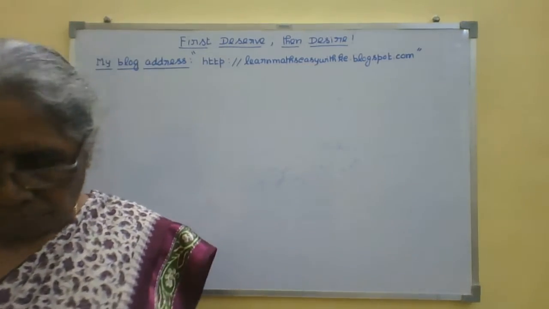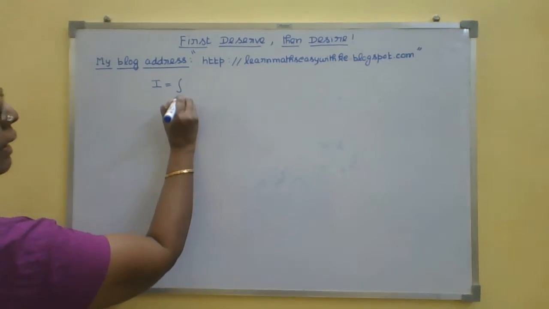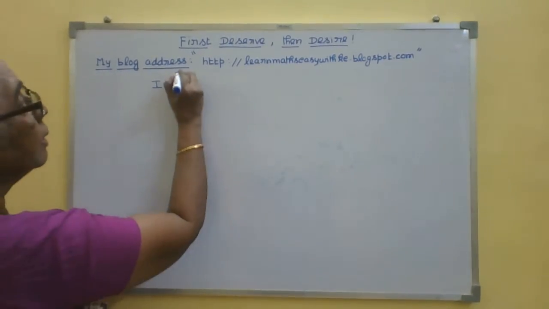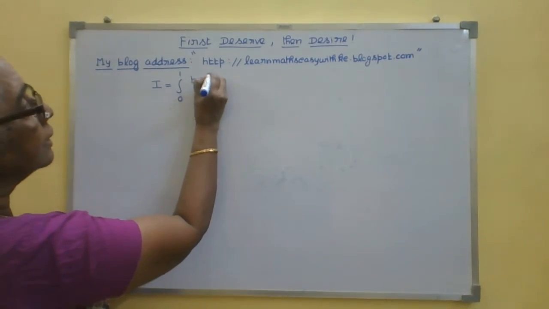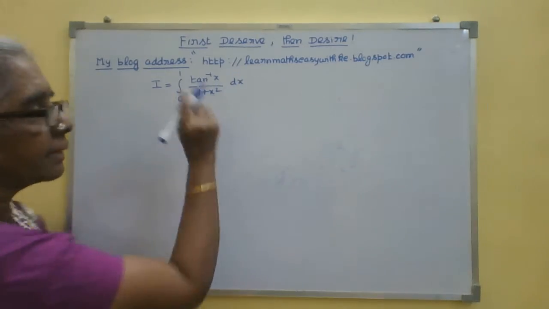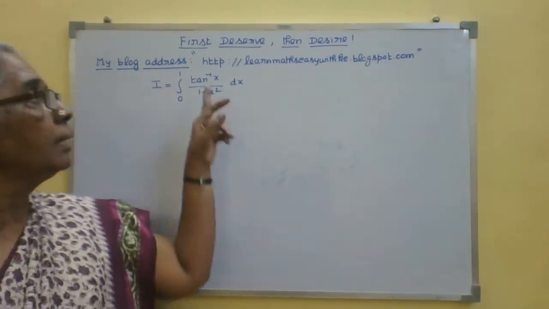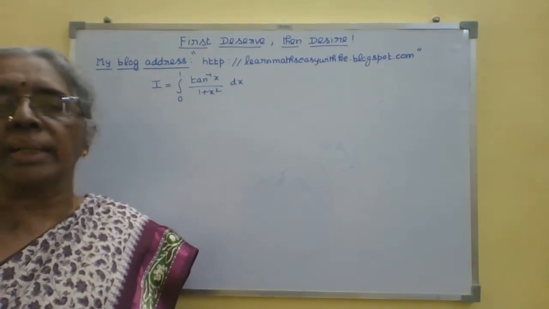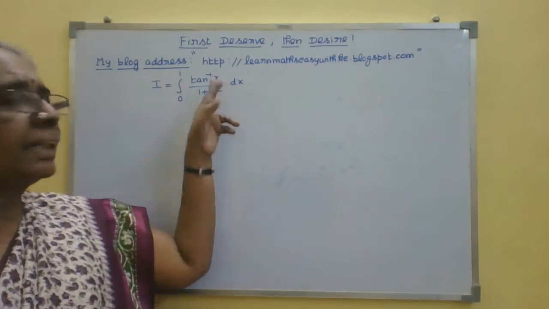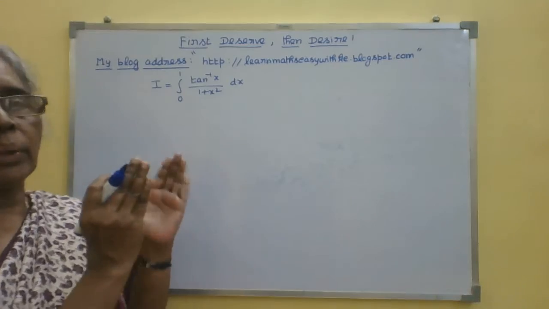Okay, now let me write this sum. I is equal to integral 0 to 1 tan inverse x by 1 plus x squared dx. When you see this sum itself, you will do tan inverse x, the differentiation is 1 by 1 plus x squared. So immediately you will see that when you see the terms.